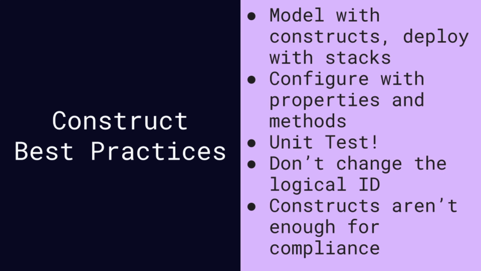Be careful how you refactor your code that may result in changes to the logical ID. The logical ID is derived from the ID you specify when you instantiate a construct and the construct's position in the app tree. Changing the logical ID of a resource results in the resource being replaced with a new one at the next deployment, which you almost never want.